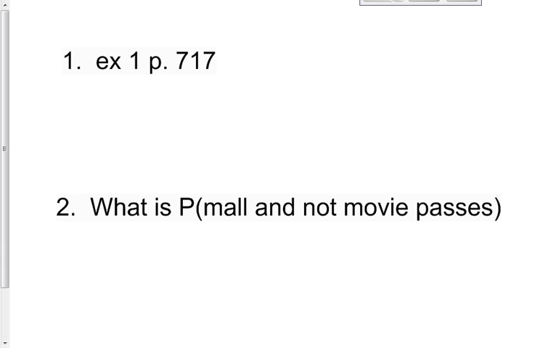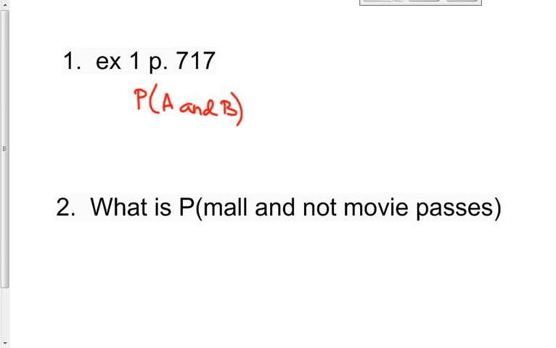First example I want to look at with you comes out of your book. This is on page 717, and it's example number 1. For a fundraiser, a class sells 150 raffle tickets for a mall gift certificate and 200 raffle tickets for a booklet of movie passes. You buy 5 raffle tickets for each prize. What's the probability that you win both? So in this one, what is the probability that we win both, which means what's the probability that I win A and B?